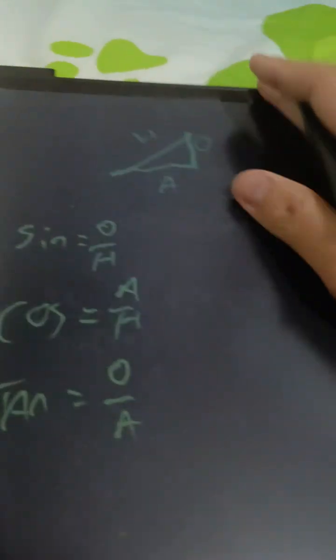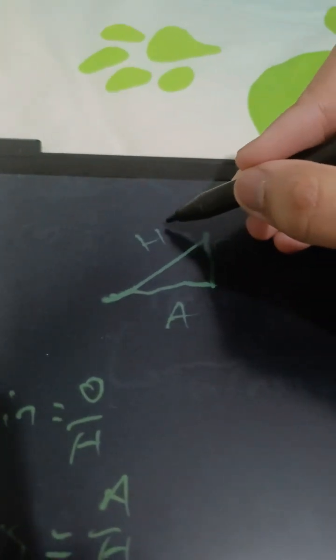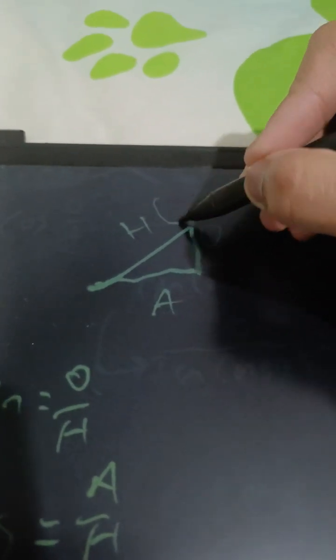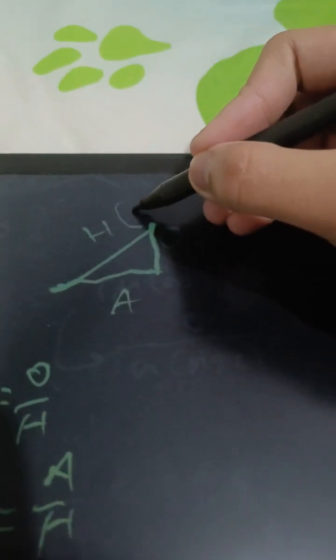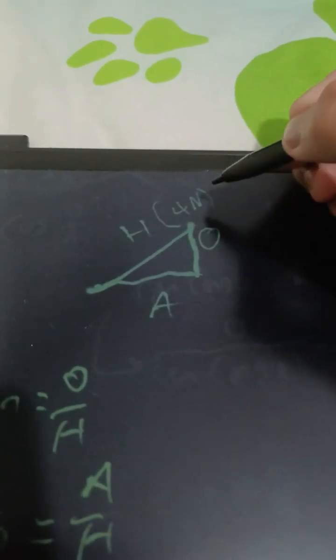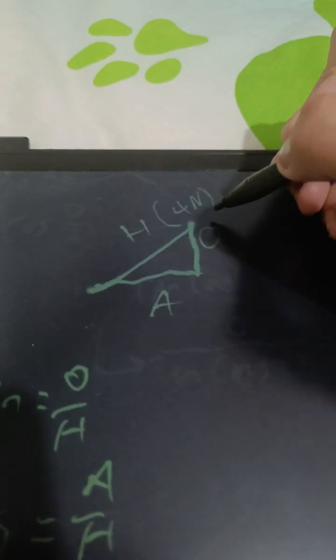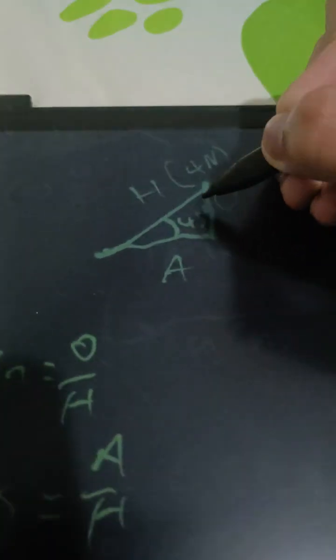Now, for example, our H, we call it the slope. I don't know what you want to call it. The real name is hypotenuse. You gotta remember that, but let's just remember it as the slope for now, because it is a slope. Example: this is 4 newtons. Now the angle inside can be 45 degrees if we want to set it.